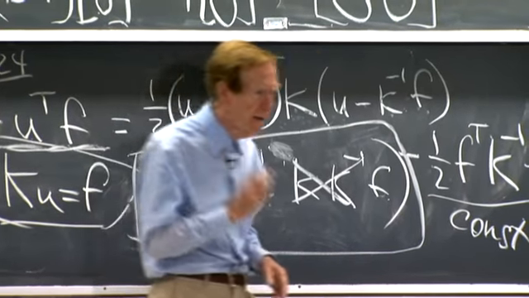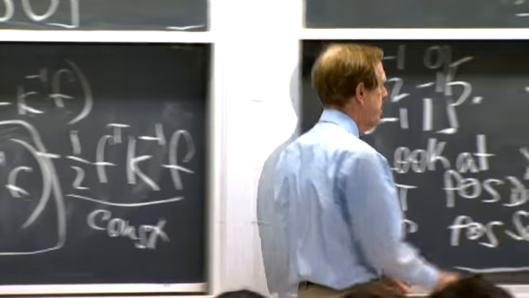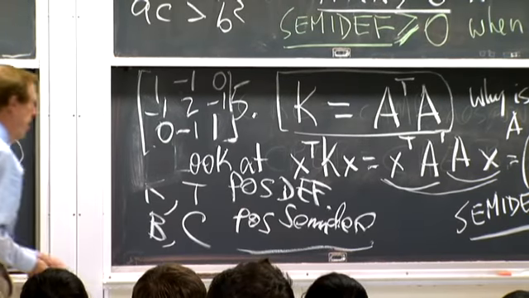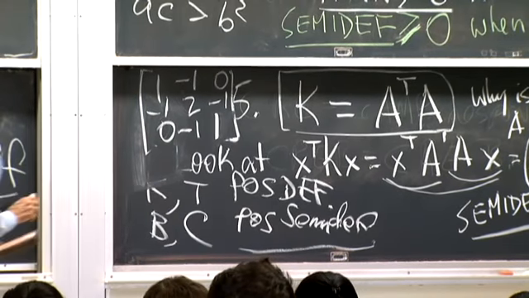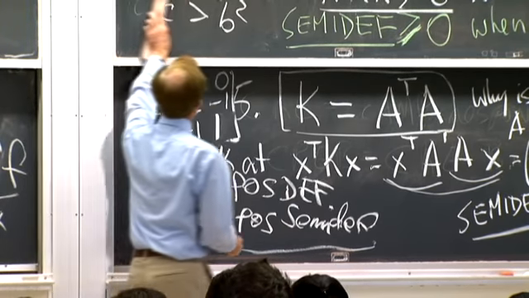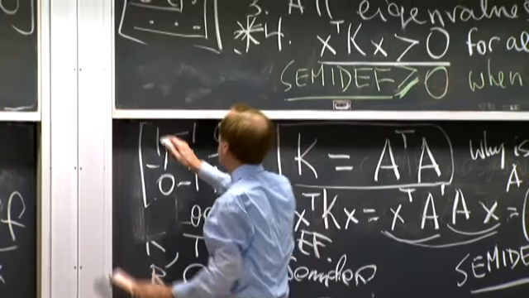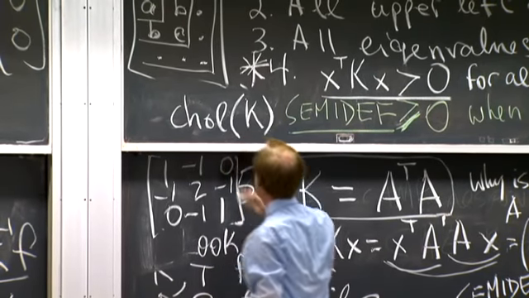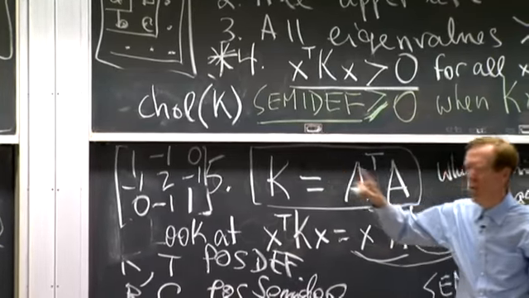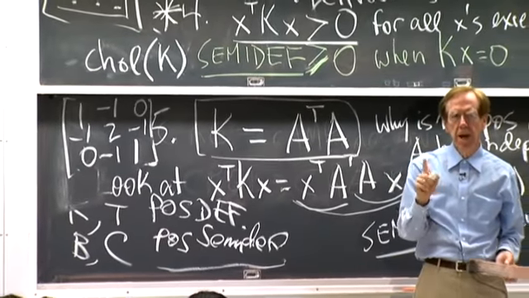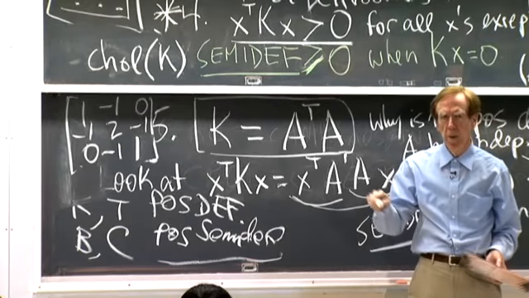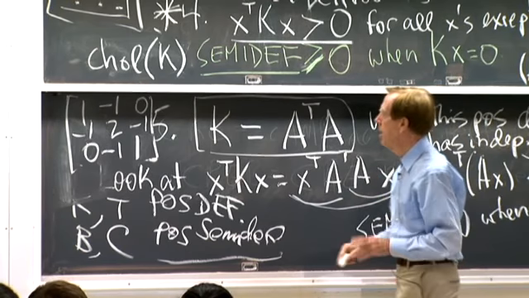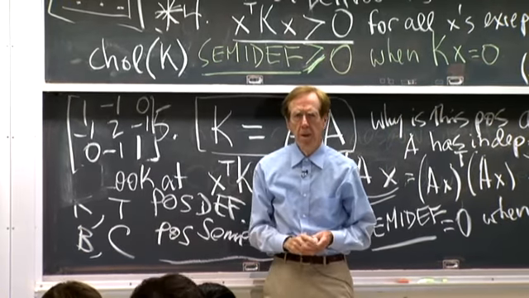I was going to add this. I didn't say a lot about this one. Can I just add a note about a MATLAB command? The command CHOL of K, that's the first letters in the name Cholesky. So CHOL is the first 4 letters of this name. And that's a MATLAB command.